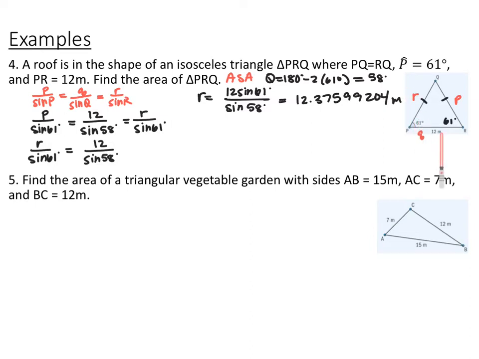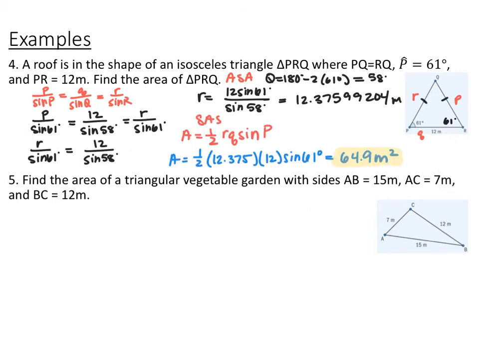If you haven't already done so, go ahead and pause the video and find the area. No matter what, we have all our missing sides and missing angles, so you could use any combination of two sides and the included angle. I chose side R, angle P, and side Q, so I did 1/2 R times Q times sine of P, so 1/2 times 12.375 times 12 times the sine of 61 degrees, and got the area to be 64.9 square meters.